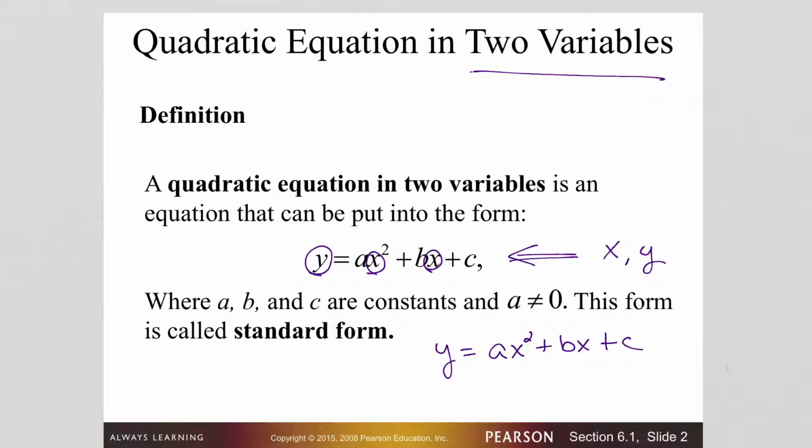So you start with your highest exponent, and in a quadratic, our highest exponent is going to be 2. And then you work your way down from there. So this is our standard form. And notice here it says that our leading coefficient, the a, cannot be 0.